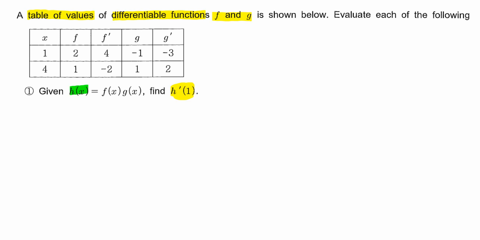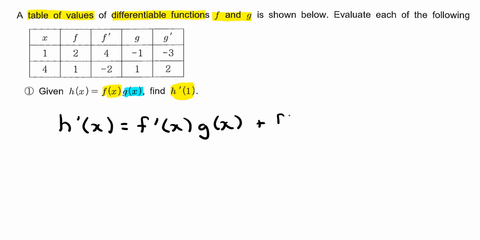So my function here is h of x equals f of x times g of x. We can definitely see that this is a product of two functions. So let's go ahead and find the first derivative, h prime of x. Using the product rule, h prime of x equals f prime of x times g of x, plus f of x times g prime of x. All right, and now we find h prime of 1.